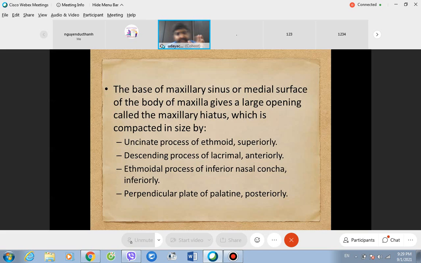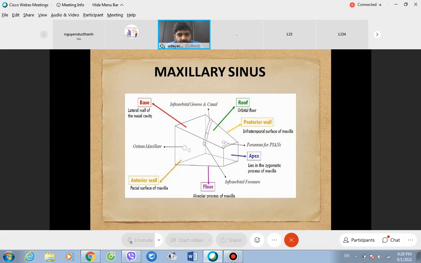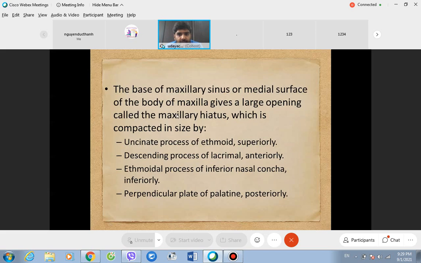The base of the maxillary sinus, or the medial surface of the body of maxilla, gives a large opening called the maxillary hiatus, which is compacted in size. The hiatus as such is a bigger size thing, but it is compacted in size by various bones which are articulated above and below it, namely an uncinate process superiorly, descending process of the lacrimal bone anteriorly, ethmoidal process of the inferior turbinate inferiorly, and perpendicular plate of the palatine bone posteriorly.